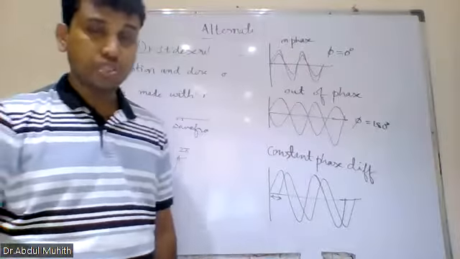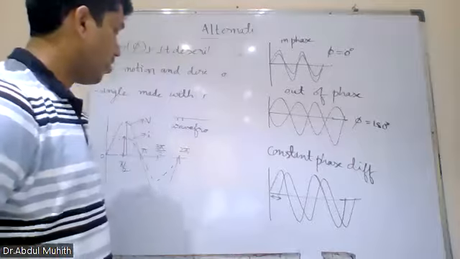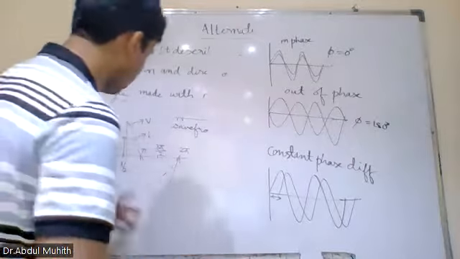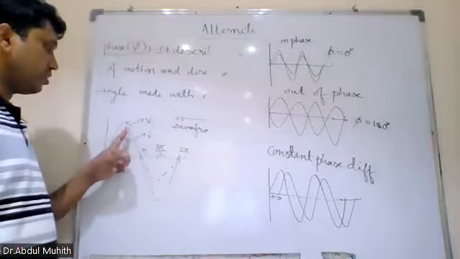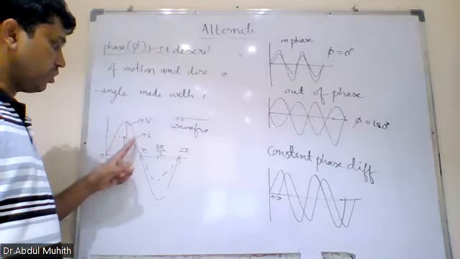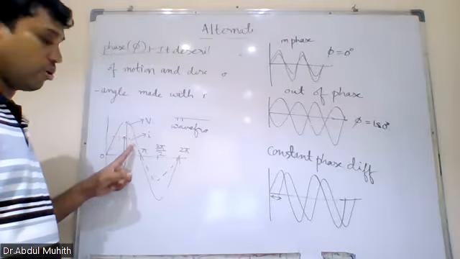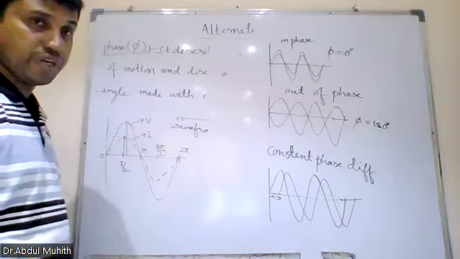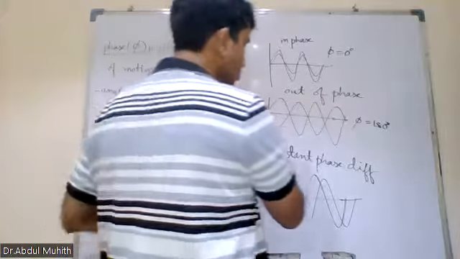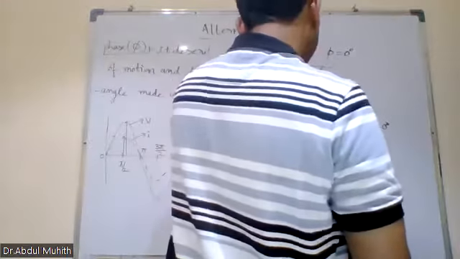Now we will go back to the resistor circuit. Yesterday we have done the resistor circuit. This was the resistor circuit. This is the applied voltage and this is the current. The dotted one is the applied current. So are they in phase or out of phase?